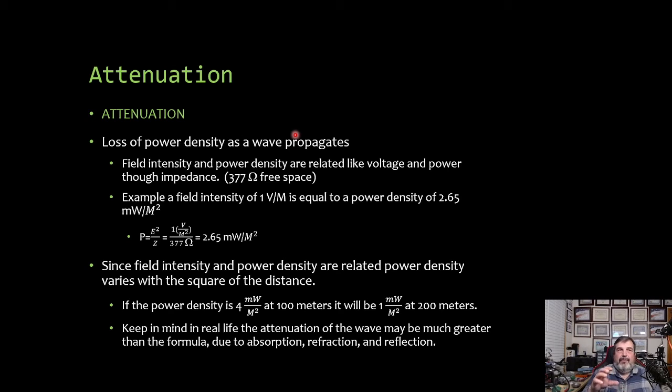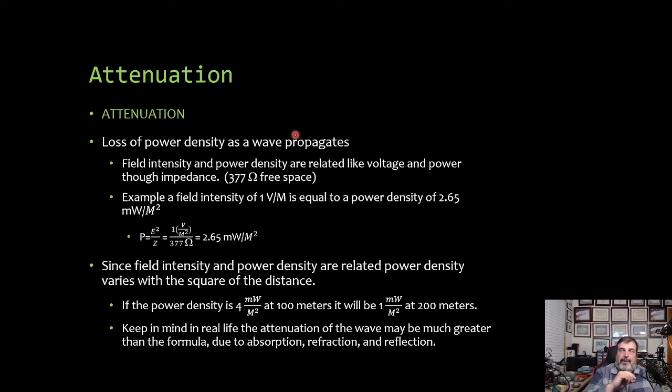Just a little aside, we're not really going to talk about power density a whole lot, but I wanted you to understand that it's related to intensity, in case somebody talks to you about power density and field intensity. Basically, those two are related by the power formula. The power density varies by the square of the distance as it travels away. So if the power density is 4 milliwatts per meter squared at 100 meters, it's going to be 1 milliwatt at 200 meters.